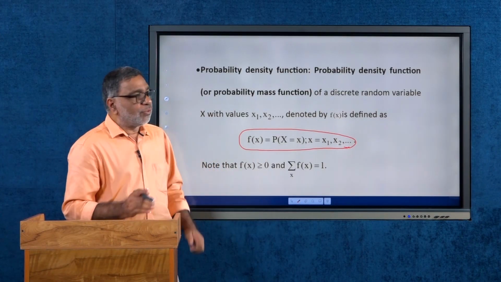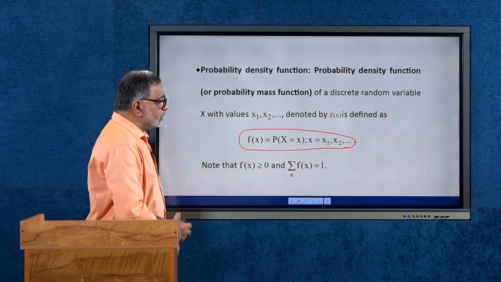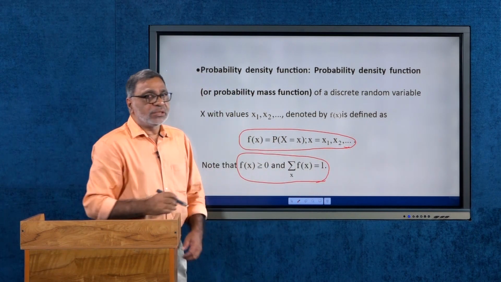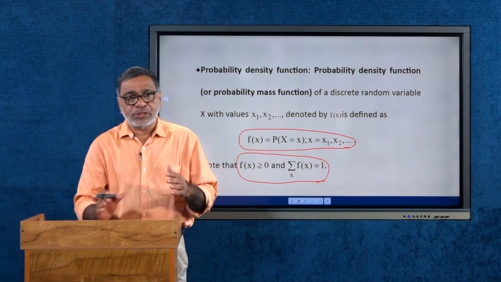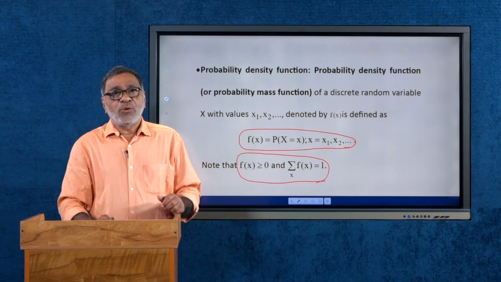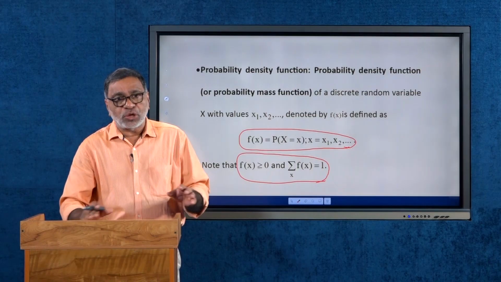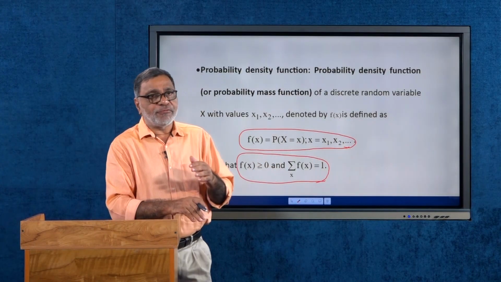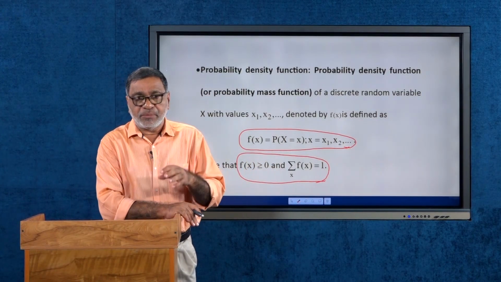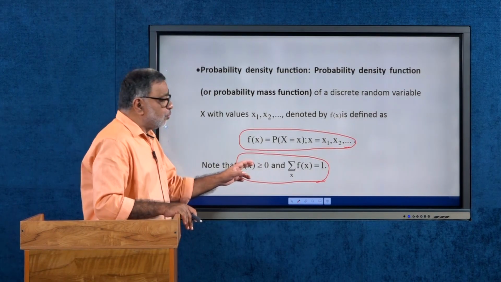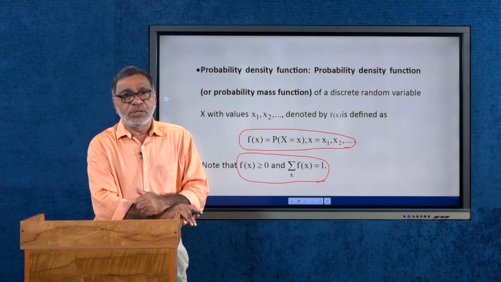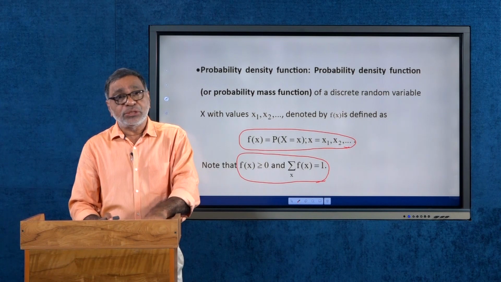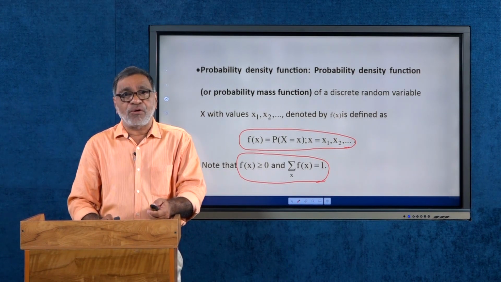And note that the probability mass function f of x satisfies two important properties. One is f of x is always positive because it is a probability value, and the sum of the probability mass function, the total value of f of x over all x values, is equal to 1. So whenever we have a function f of x that becomes a probability mass function, provided these two conditions are satisfied: f of x is positive and the sum of f of x over all x values is equal to 1. This is the definition of the probability mass function of a discrete random variable.